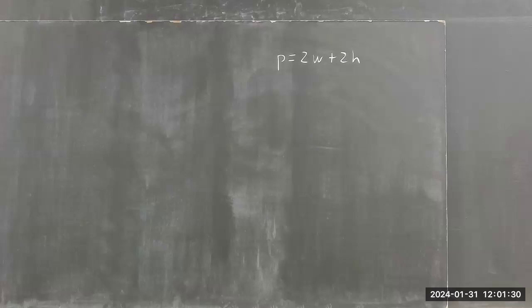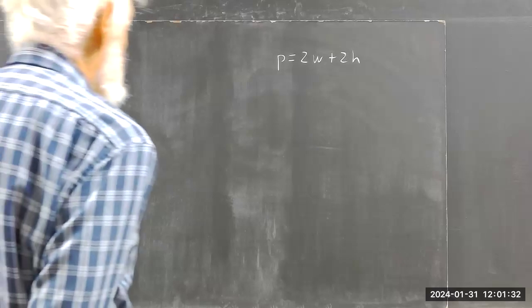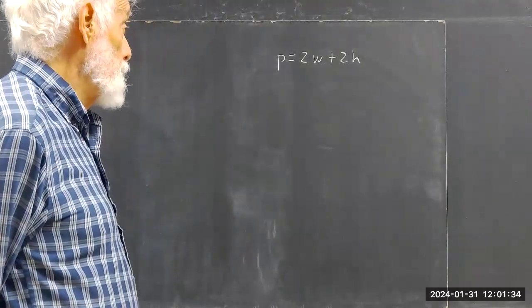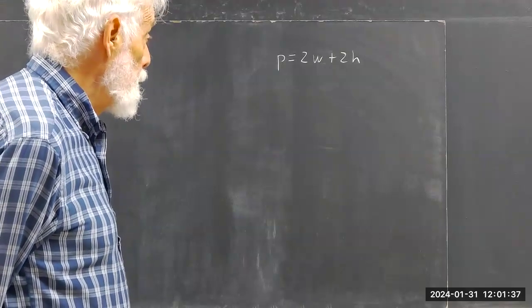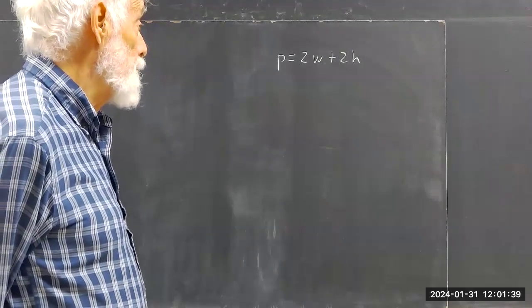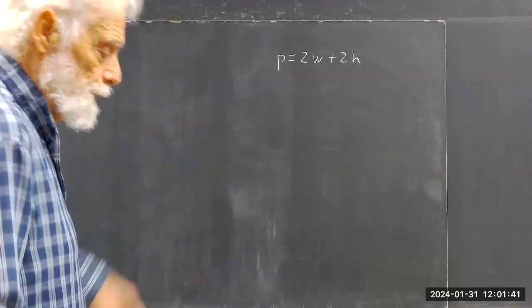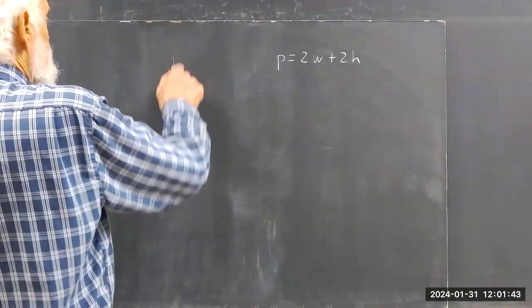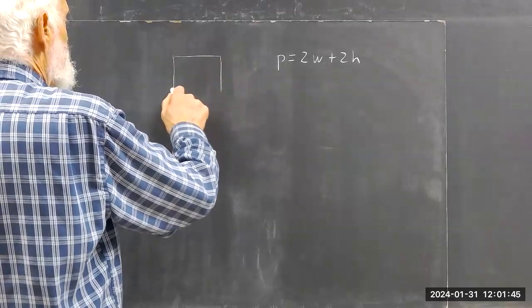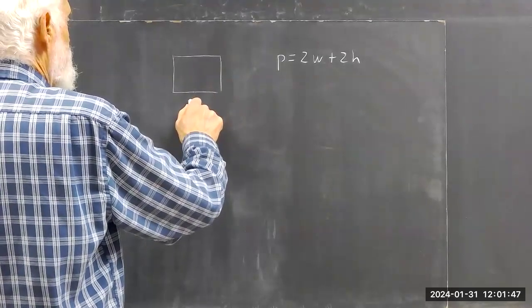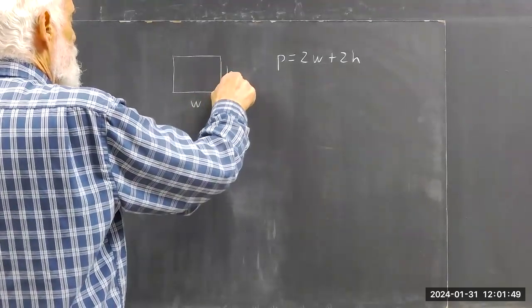But it's still kind of useful to have the formula and understand what it means. It's from geometry, it's the perimeter of a rectangle. And I said I wasn't going to talk about geometry, I just happened to do a geometry. It's just this, if you've got a rectangle, and this is the width, and this is the height.